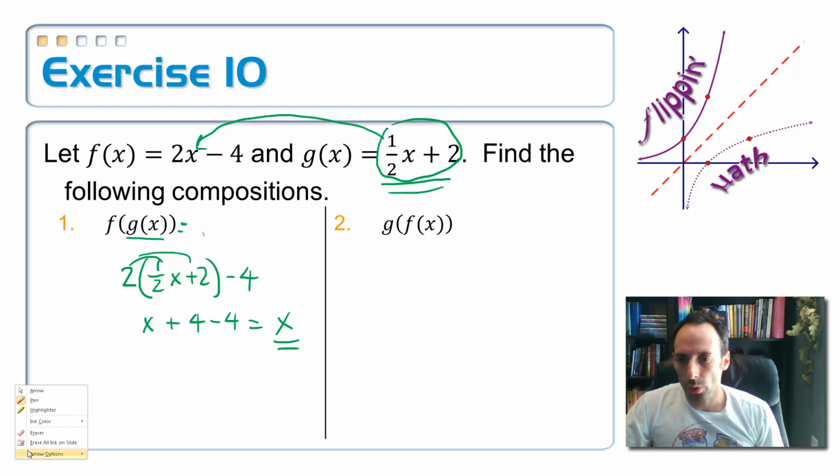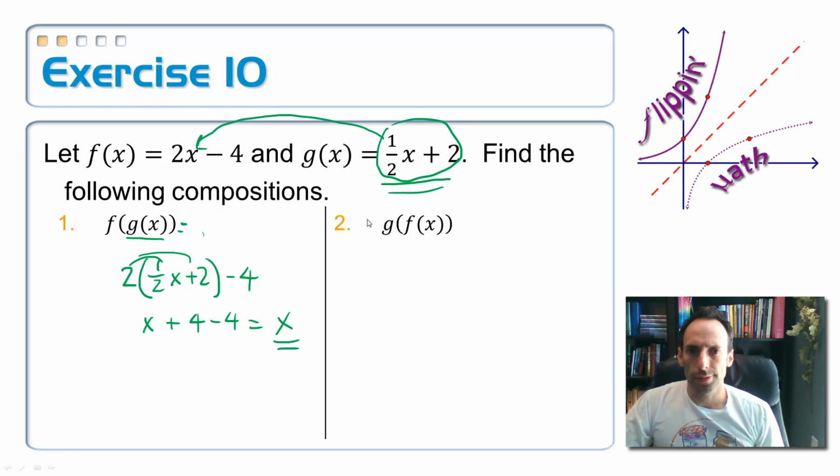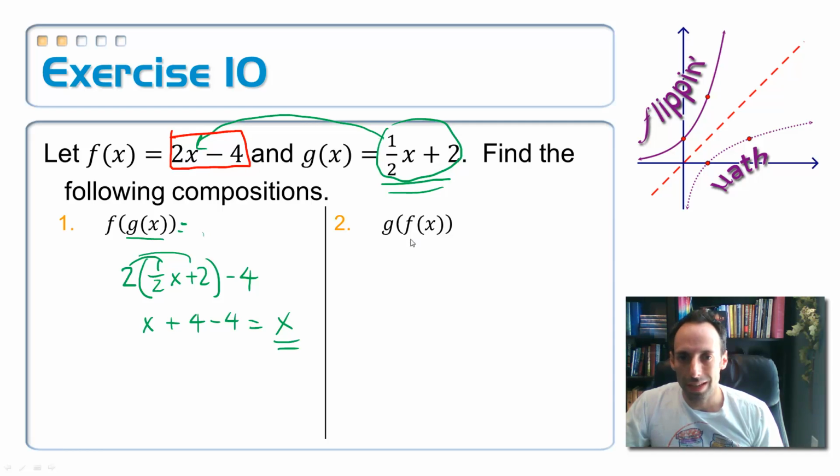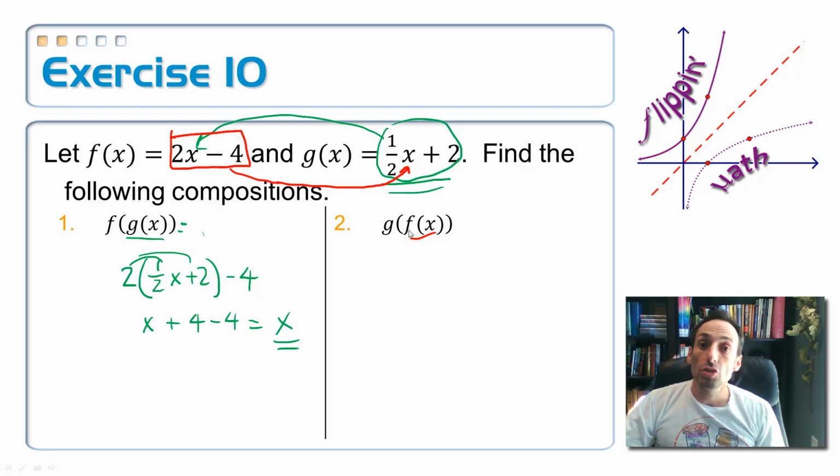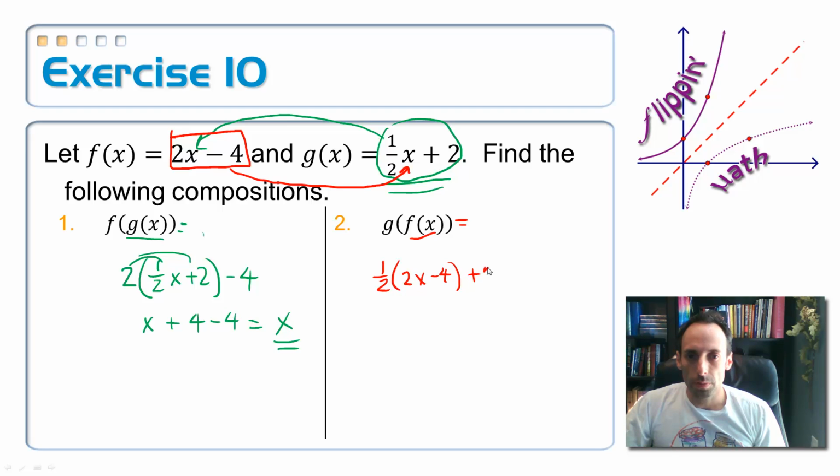Okay, now let's go in the opposite direction here, like so. Let's go with red here. This time I'm going to take all of f of x, it's on the interior, and we're going to plug that in for x in the g of x function. So this will be equal to, this time a half goes on the outside of the parentheses, 2x minus 4, all of this plus 2. Distribute the half through here, and we have x minus 2 plus 2, which is equal to x again.